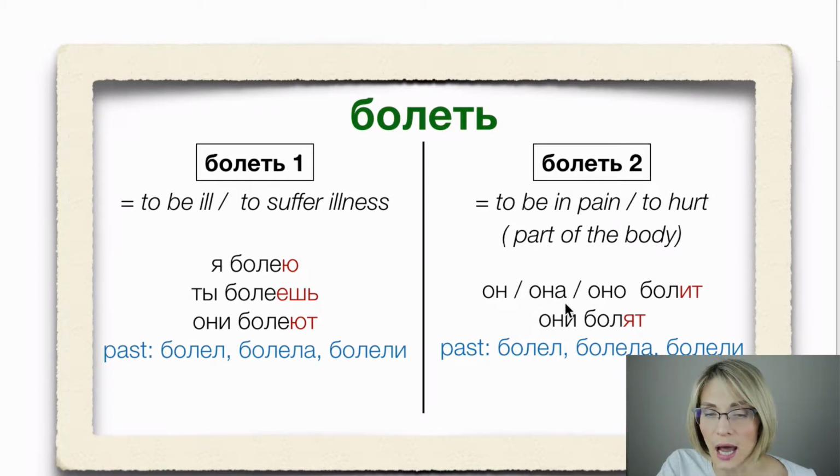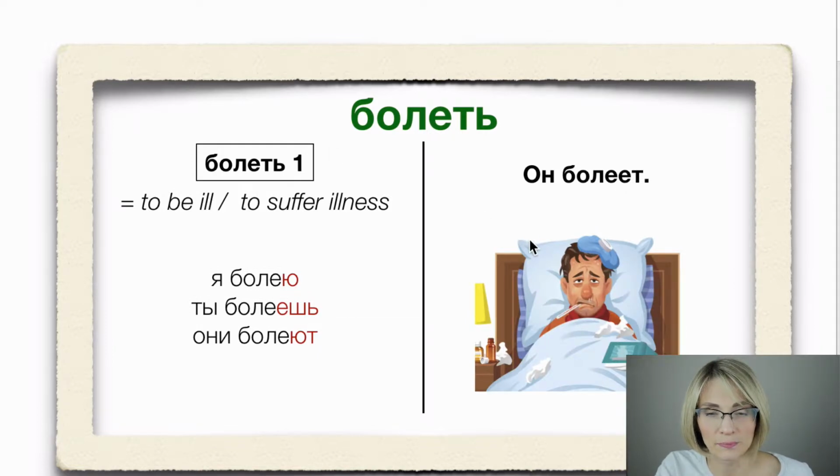Он, она, оно болит, second conjugation. Они болят, if it's multiple parts of the body that hurt, ears, for example. And the past tense, you know what to do. Болел, болела, болели. I missed the neuter gender here, but you know what to do. Okay, let's have a look at the examples.